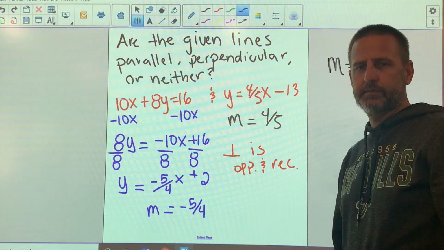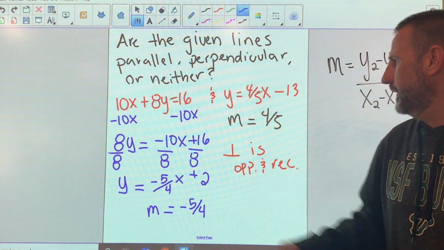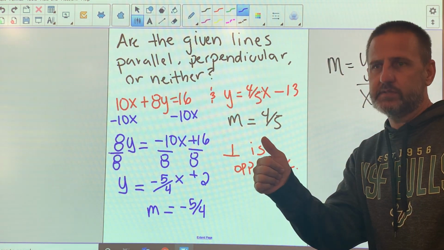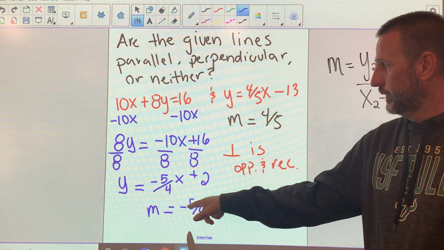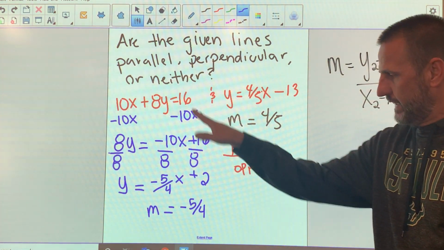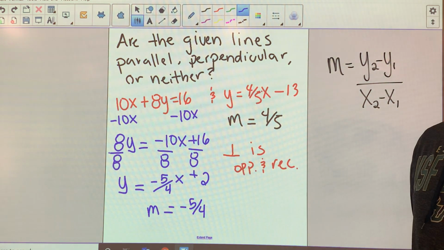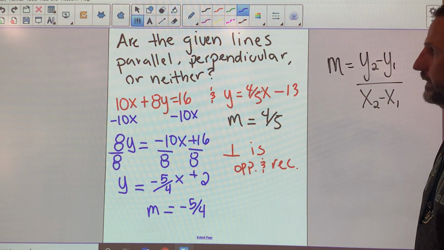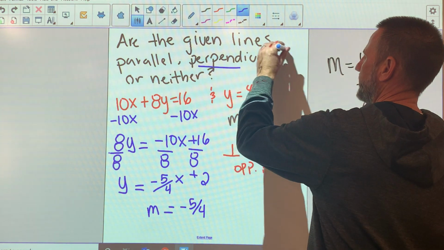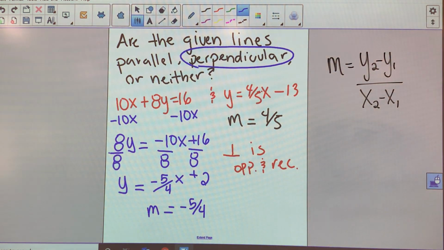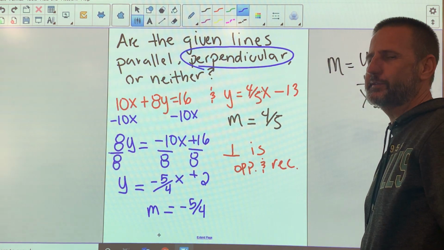So 5/4. Well, look at those slopes: -5/4 and +4/5. Those are opposite signs, meaning one of them, the blue line here, was going down the page, whereas the other one was going up the page. And those two things are perpendicular. So we want to say perpendicular. That's part of my problem right there. That's why I'm a little distracted.